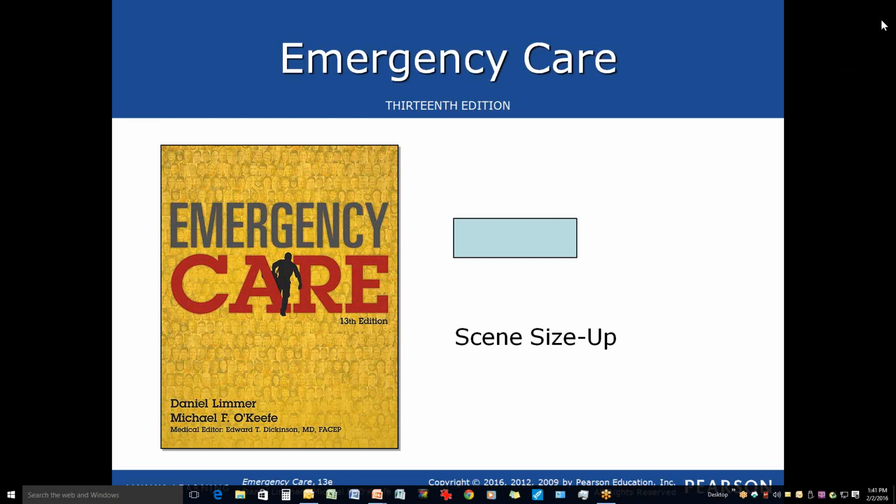I'm going to talk a little bit about scene size up. As the words infer, it's your ability when you arrive on scene to do a global survey or look to see just what you're dealing with. Unfortunately, as an EMS provider, you may respond to scenes that are very hostile, that are unsafe, where you may need additional resources, those sort of things. So we're going to talk about scene size up here.